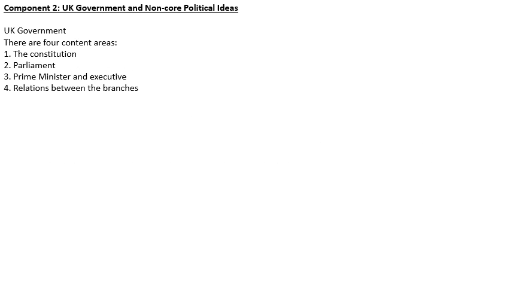If the first part of the course was UK politics, the second part of the course is UK government and, as it says up here, non-core political ideas, and I'll talk about what that means on the next slide. In simple terms, though, there are four parts of looking at UK government. The constitution. We don't have a written constitution, so how we know the way that the British state is organised, to put it in simple terms, is a bit of a mess. Parliament, the role of Parliament, the role of Prime Minister and the executive, that is essentially government, and the relation between the branches, so the relation between the House of Lords, the House of Commons, the monarch, the judiciary. So we'll look at how those things are linked.